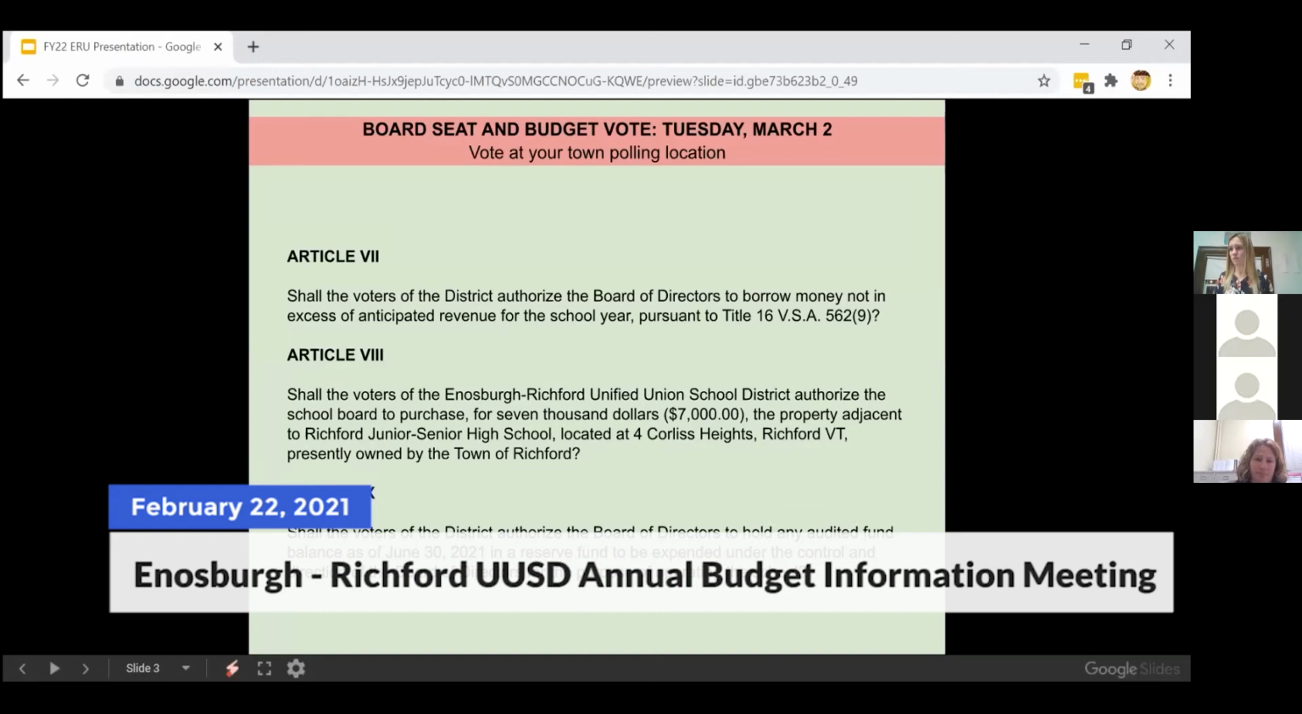Article 7. This is on the warrant every year, and that is to give the board the authority to borrow money, not in excess of anticipated revenue for the school year.